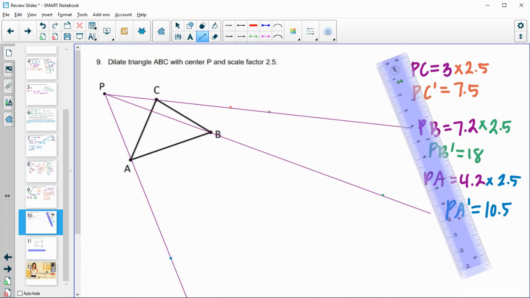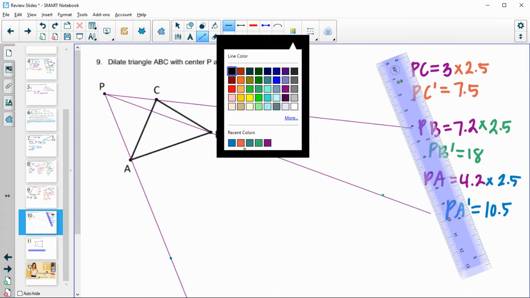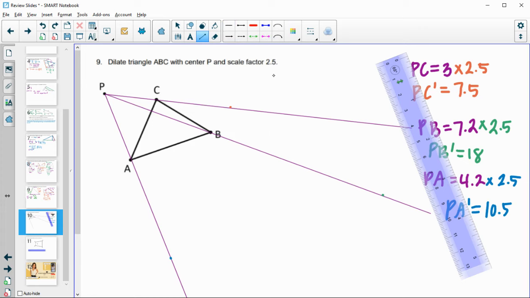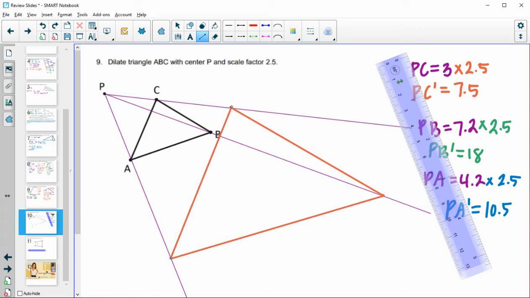Then you're just going to connect these, and whoops, let me get a thicker line here. So then your new shape is going to be the connection of all of these points, and it should have all the lines parallel to the original lines, and should be 2.5 times bigger. And then just make sure that you label these as C prime, B prime, and A prime.